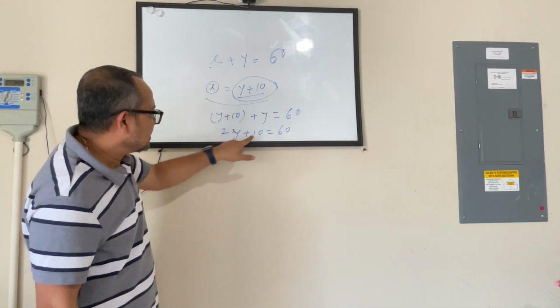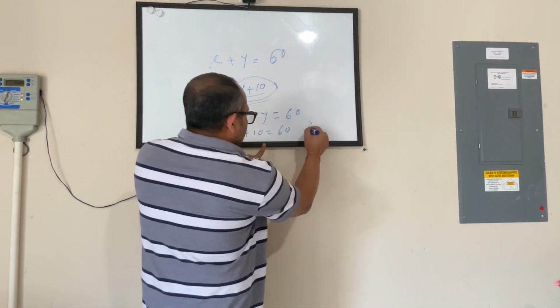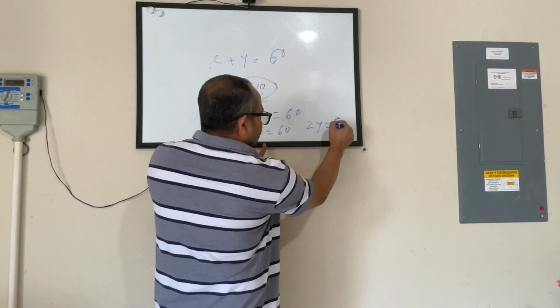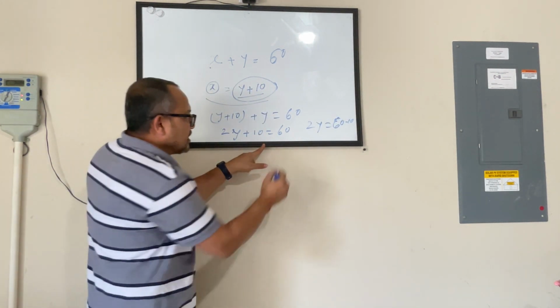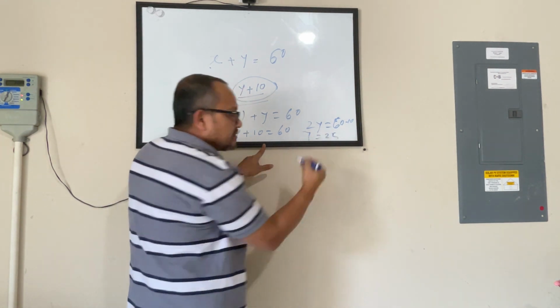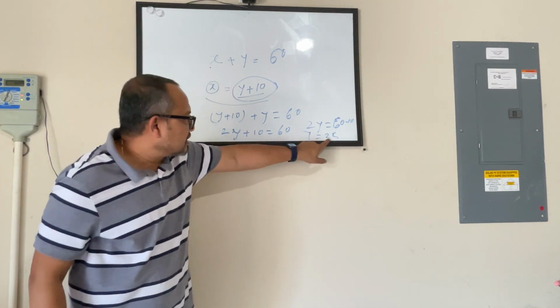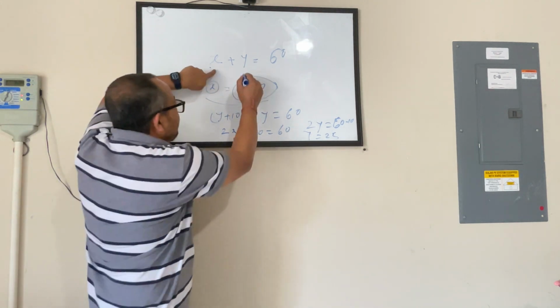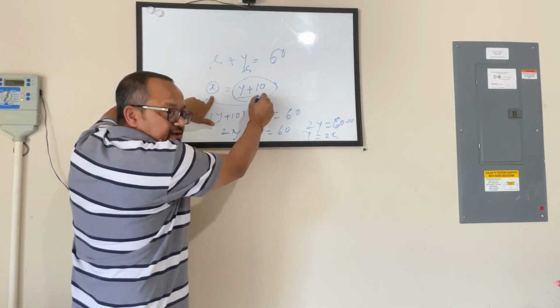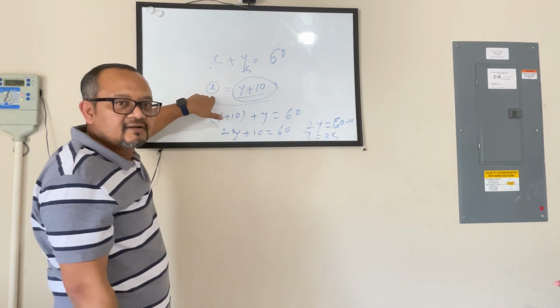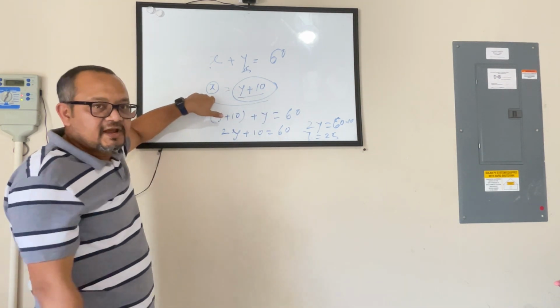So 2y plus 10 equals 60. So 2y equals 60 minus 10, 50. Y equals 25. So one of the guys scored 25. This guy scored 25. How much did the other guy score? 25 plus 10? 35. Yeah.